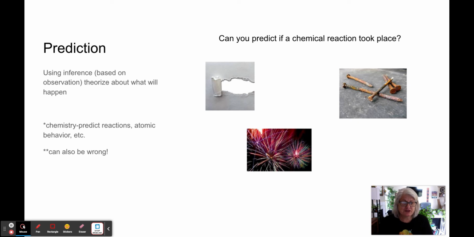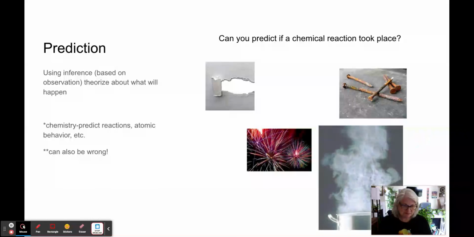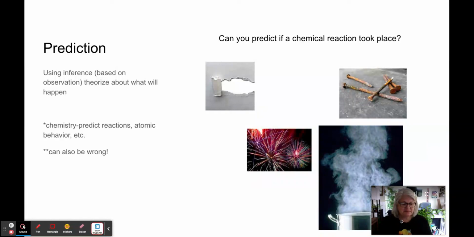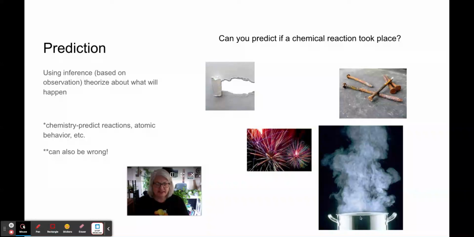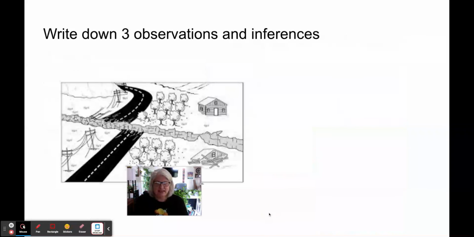How about when fireworks go off? Do you think that's a chemical reaction? And the answer is yes, that is a chemical reaction. So here's our last picture, I think, of water boiling in a pot and turning into steam. Do you think that this is a chemical reaction? Just predict. Did it happen? The answer is no. This is actually a phase change, so it's going from liquid to gas.